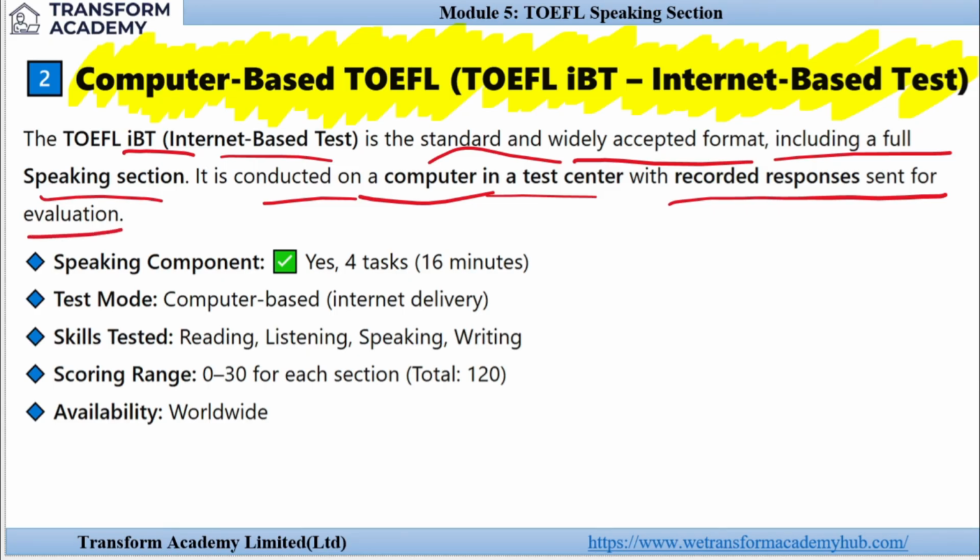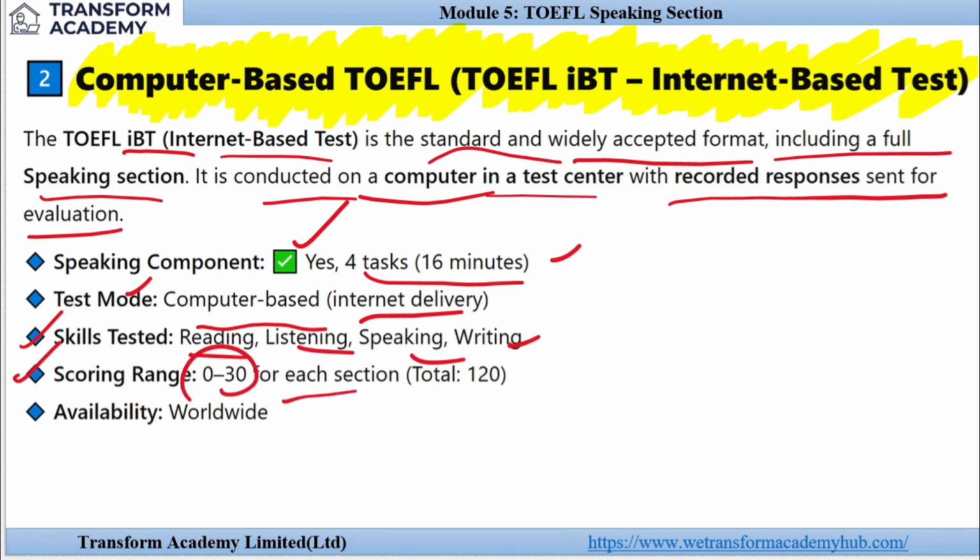So the speaking component, yes, it has 4 tasks, 16 minutes. The test mode, it's computer based internet delivery. The skills tested, so reading, listening, speaking, and writing. The scoring range is 0 to 30 for each section, and the total is 120. And availability, so it's worldwide available.